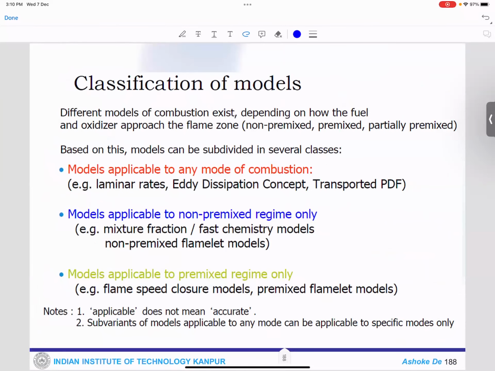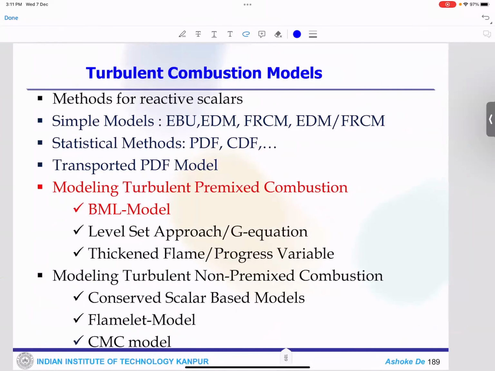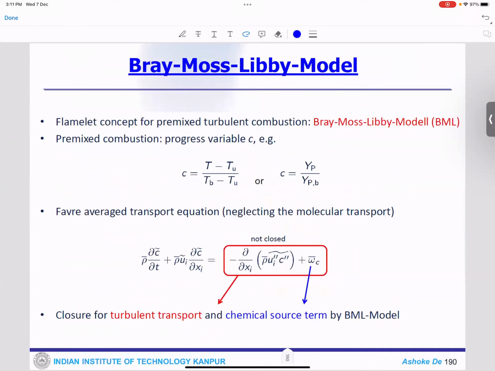Just to recap, there are models in this category that can be applied to any sort of combustion. These are very specific to the premixed flame, where we can have some sort of flame speed closure, or we can have the tracking of the flame front. The first one that we will come to is the BML model, based on the Bray-Moss-Levy model. These are the three scientists who together proposed it.